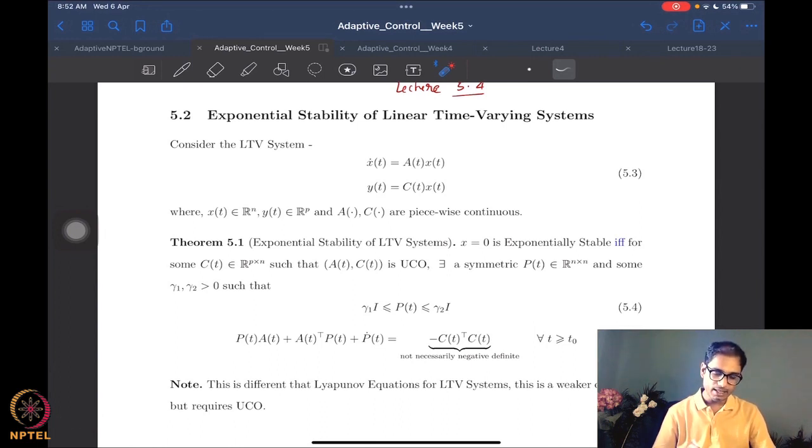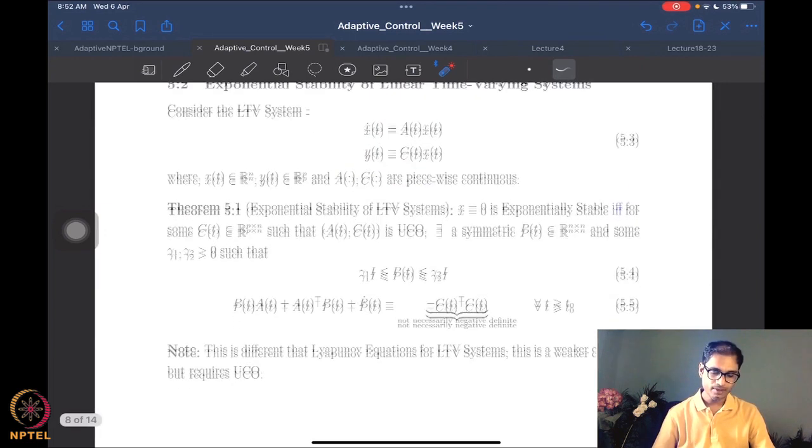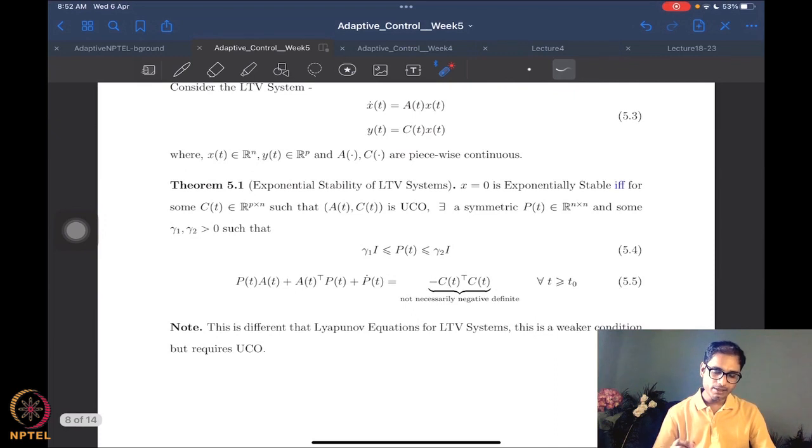Alright, so we again start with the same input-output system, where x is the states and y is the outputs. And the exponential stability, so basically we say that the origin is exponentially stable if and only if for some C such that this (A, C) pair is UCO, there exists a symmetric matrix P such that the two equations 5.4 and 5.5 are satisfied.